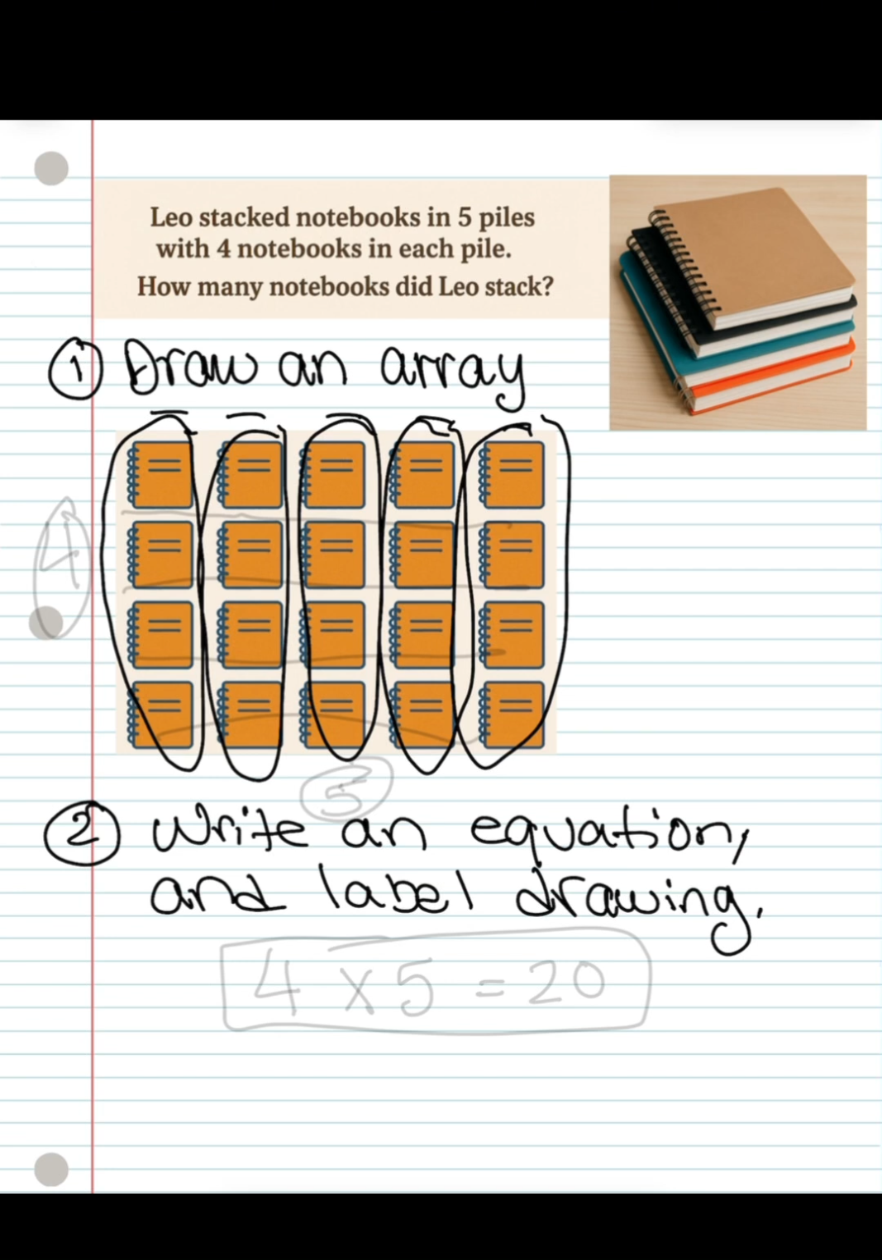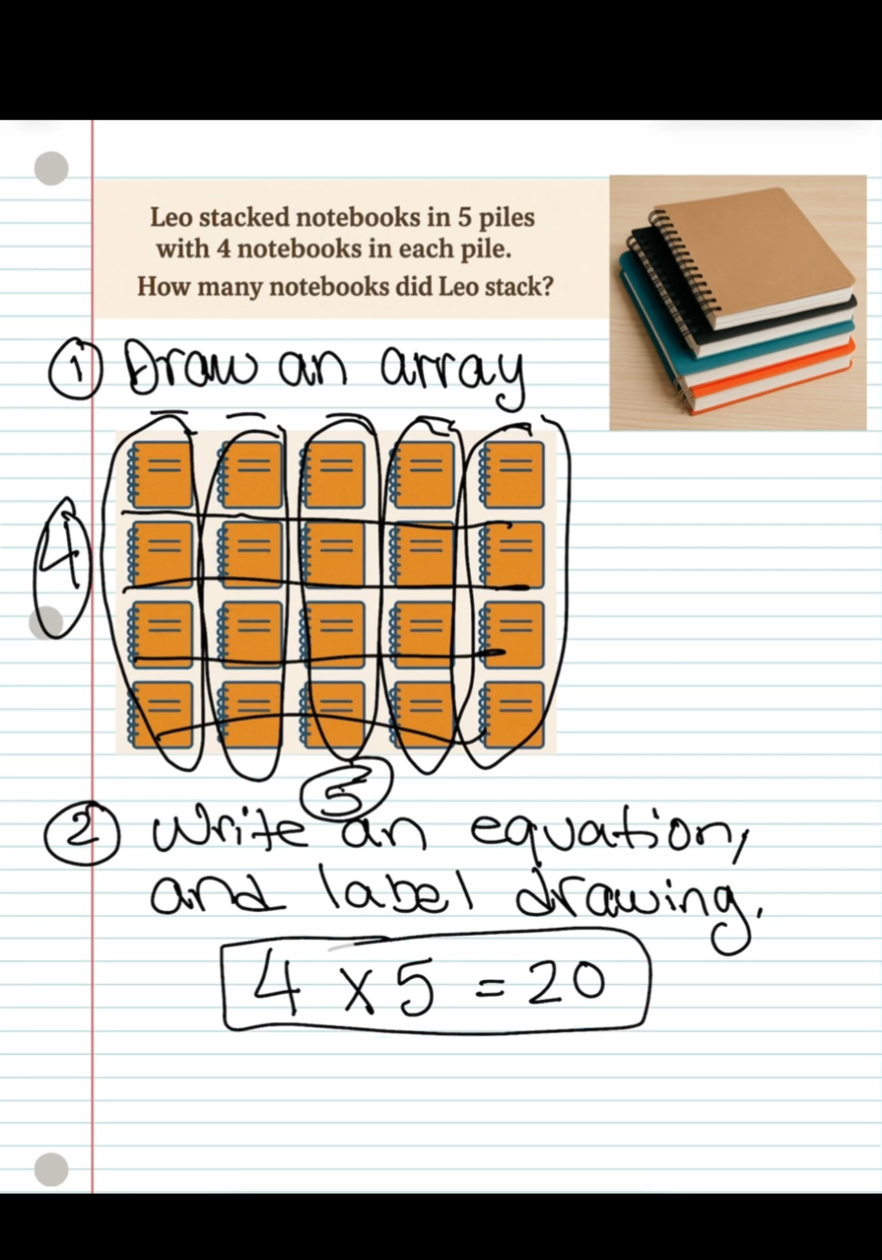So how many rows do we have? We have 1, 2, 3, 4 rows. And we have 5 columns. I'm just going to put it down here. So we have the equation row by column. So that's 4 times 5, and we know that equals 20. So that's your final answer for this problem.